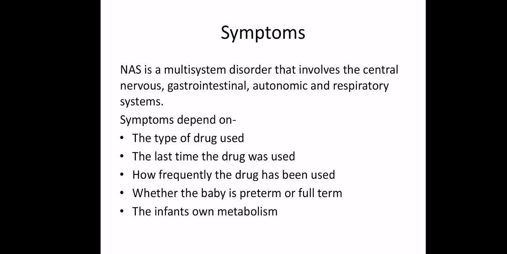Okay, so we're just going to have a little chat now about the sorts of symptoms that you might see. Because the mum's been taking the drug and it's affected the baby, every system can potentially be affected. So we have to make sure that we're looking at all the different symptoms. The central nervous system, the gastro system, and also respiratory system are the common ones that we would look for. The symptoms that you're going to see will depend on the type of drug that mum has used, and also when she last took it, how frequently she's been using it, and for how long.